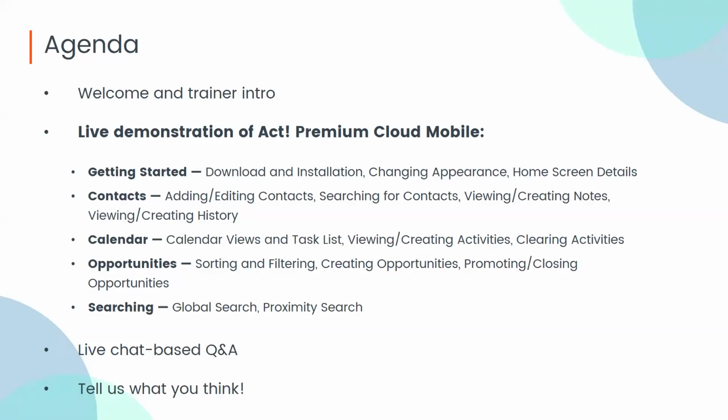Our agenda today is I'm gonna give you a live demonstration of the ACT Premium Cloud Mobile application. I'm gonna show you through a lot of sections: getting started, how to even begin, where do you get it, how do you change some of the preferences on your application, working with contacts, adding and editing contacts, viewing notes and history. We're going to look at the different calendar views that are there, how to create activities, clear activities. We'll go through opportunities, how to view your list of opportunities and even sort and filter them, promote them, close the opportunities. And then we're going to look at different search options that are also available here in APC Mobile.